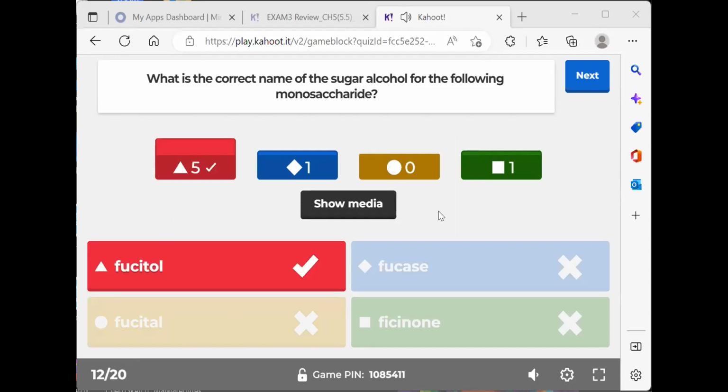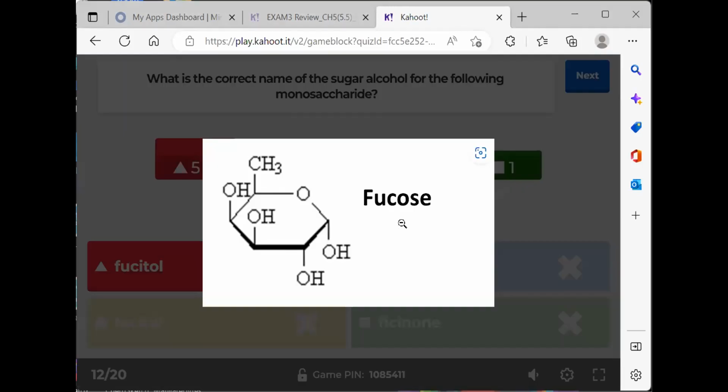Great. Just as a reminder, when it comes to sugar alcohols, this is a reduction reaction that we're going to be doing on a monosaccharide or disaccharide. And sugar alcohols have the ending ITOL, okay? So we're going to remove the OSE, and here we have fucose. So we remove the OSE and put ITOL, and that will be the sugar alcohol that comes from this monosaccharide.